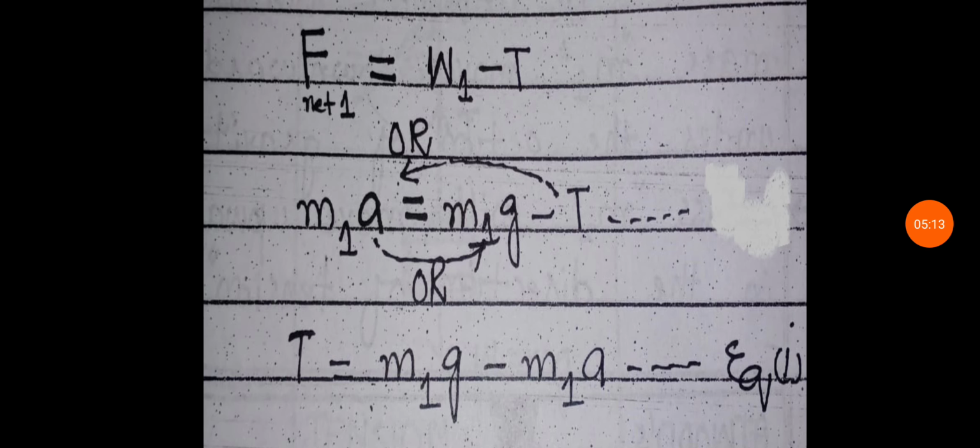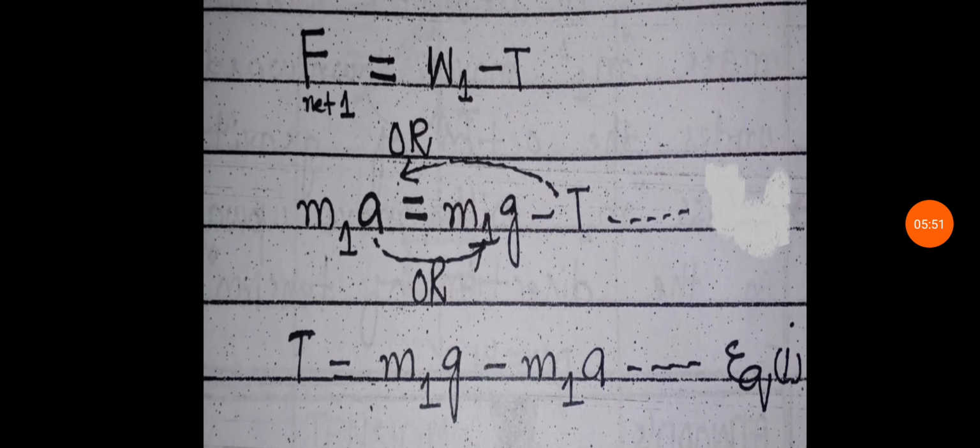Now, if we talk about the right hand side, the net force is equal to, because weight is greater here, W1 minus T. According to Newton's second law, we have F equals ma and W equals mg. So we get m1a equals m1g minus T, and we have to find the value of tension. So T moves to the other side and m1a moves to the opposite side, so we get T equals m1g minus m1a. It will be equation 1.